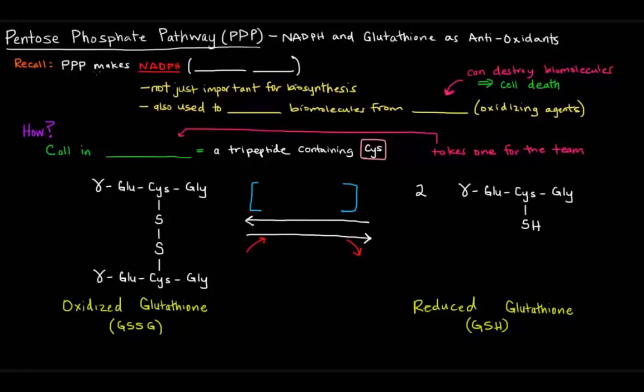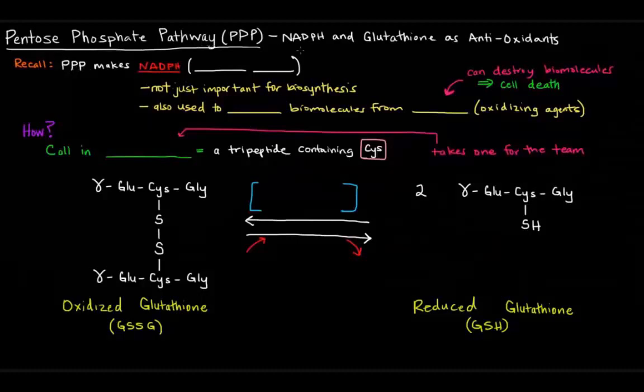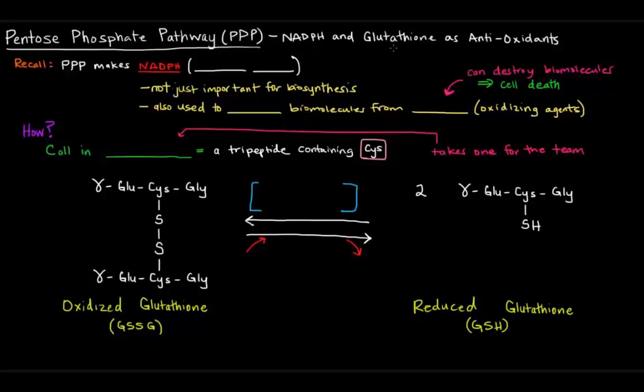In this video I want to further our discussion of the pentose phosphate pathway and talk specifically about NADPH and glutathione, and how they act as antioxidants and how the pentose phosphate pathway is involved. So we said that the pentose phosphate pathway makes NADPH, and we said that NADPH provides reducing power. Now, what did we say that reducing power was useful for? We said it was useful for biosynthesis, but it's not just important for biosynthesis. It can also be used to protect biomolecules from oxidants.